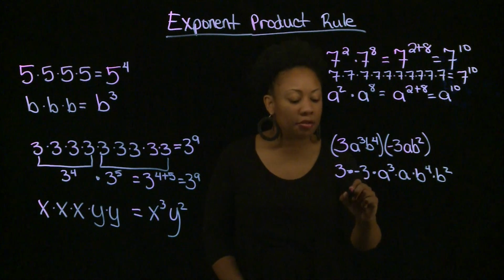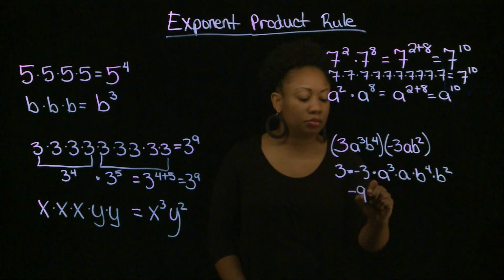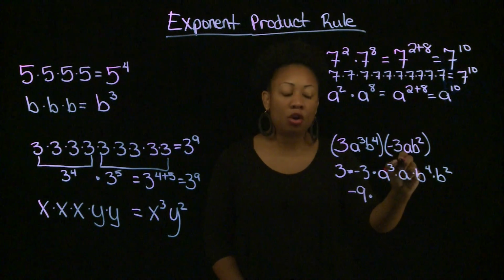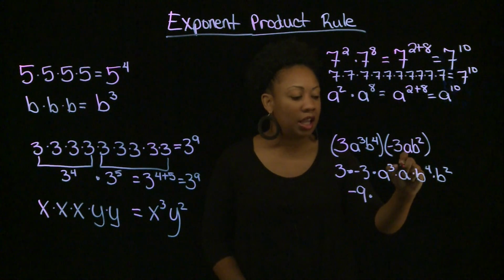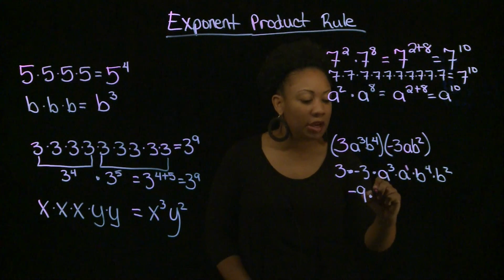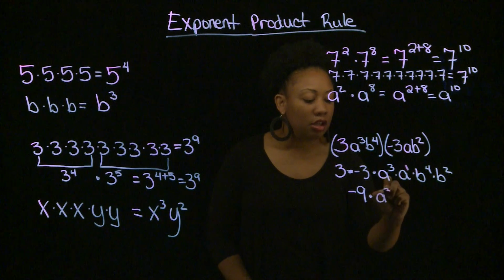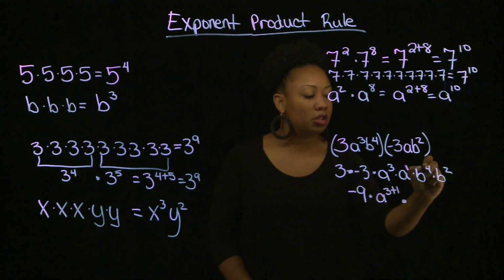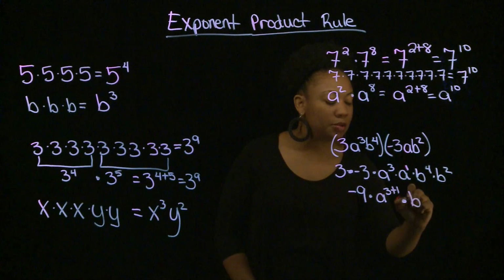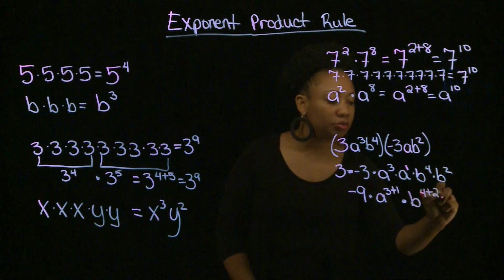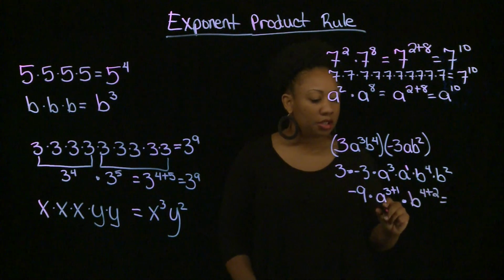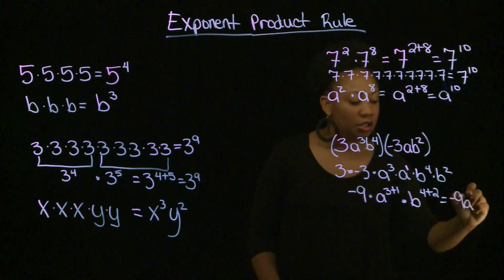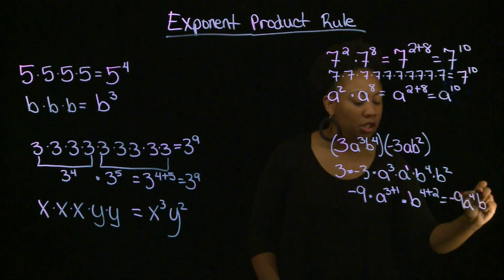So 3 times negative 3 gives me negative 9. Then I have a as my base, and there's an a cubed here. When there's nothing written, the exponent is a 1. So we can write this as a to the 3 plus 1, times, then I have my b's, so I have 4 and 2, so times b to the 4 plus 2. So that's going to give me negative 9, a to the 4th, b to the 6th.